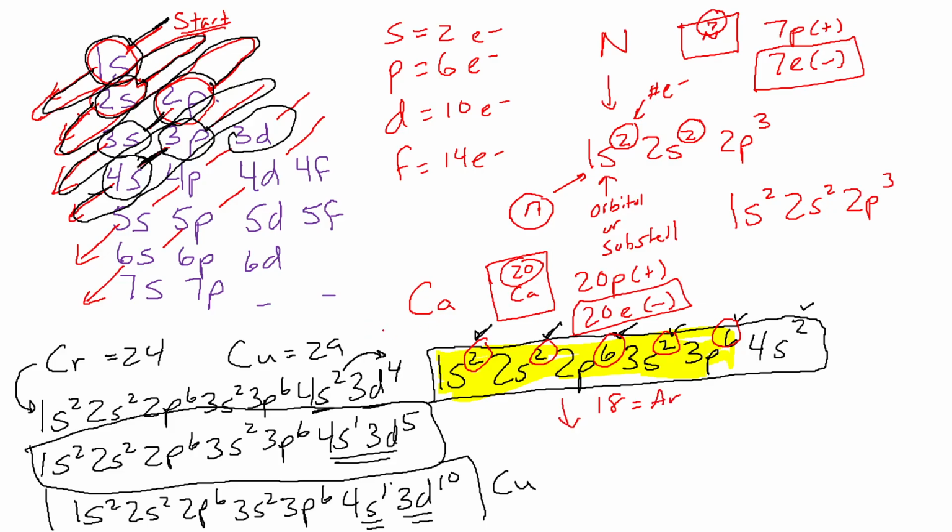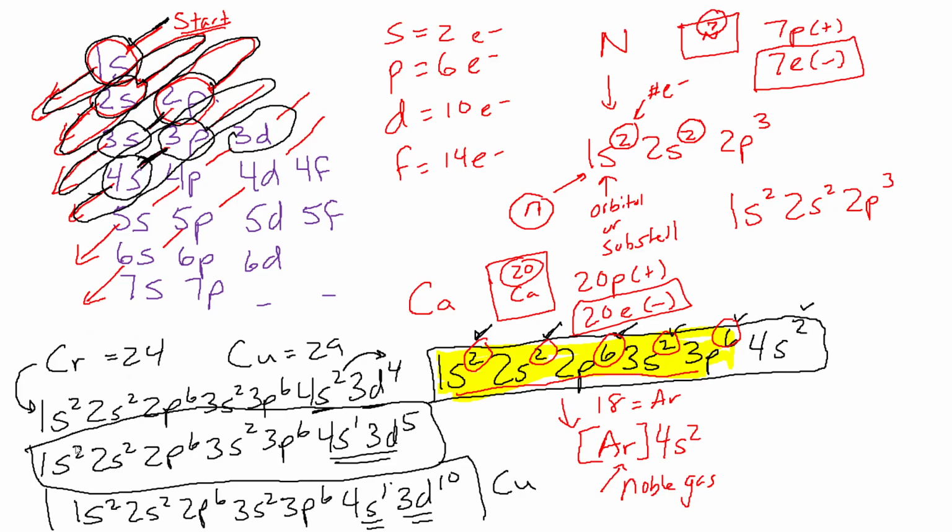So we actually can shorthand this configuration by putting brackets around argon. And what that implies is what I highlighted here, argon's configuration. And then we could just continue on with the rest to get to calcium. And what goes in this bracket always is the noble gas that comes right before whatever you're writing the electron configuration for.